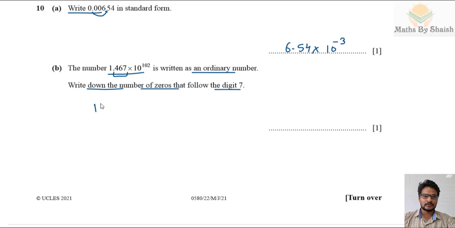So it is 1467 into 10 to the power 102 minus 3, which is 99. Now we can see that these will all give zeros, so there are 99 zeros.